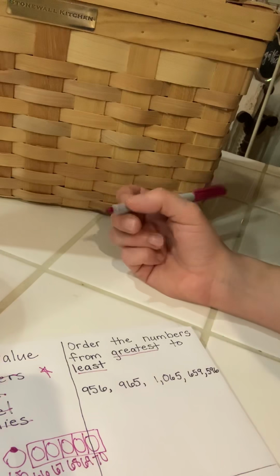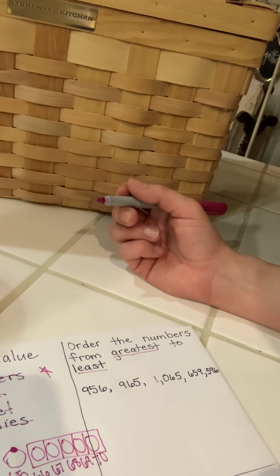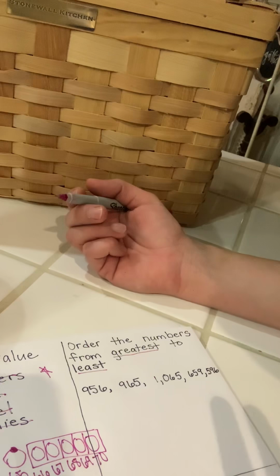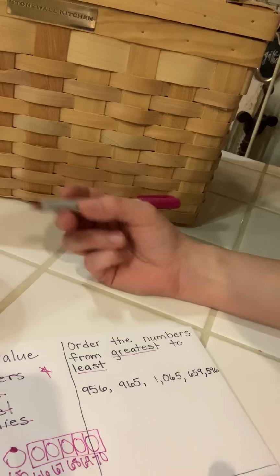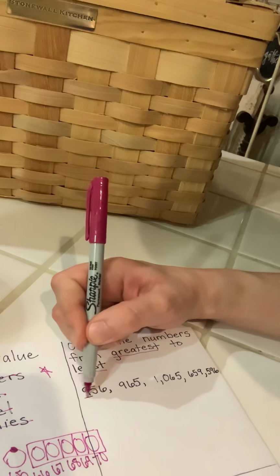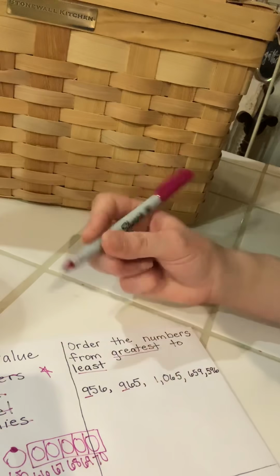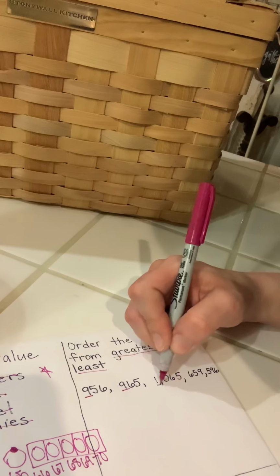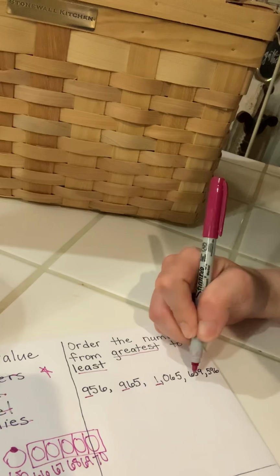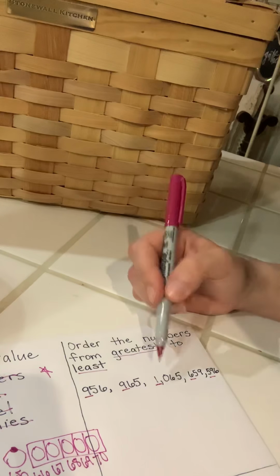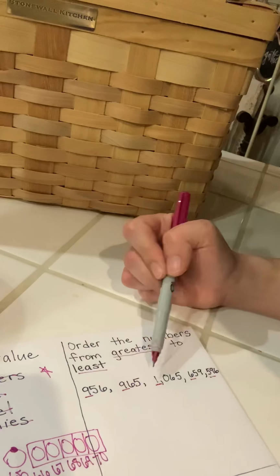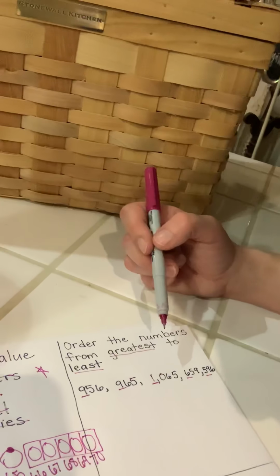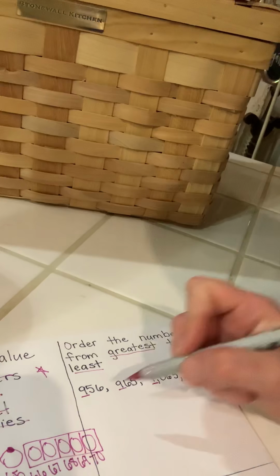So I'm looking at my numbers, and I always want to start in the highest place value to order my numbers. So I'm going to just go ahead and underline the highest place value. In this number it is the hundreds place, and there's a 9. This number has a thousands place, and it's a 1. I have a 6 and a 5. So even though 9 is greater than 1, this is in the thousands place. So this is my greatest number. I'm going to write it first.